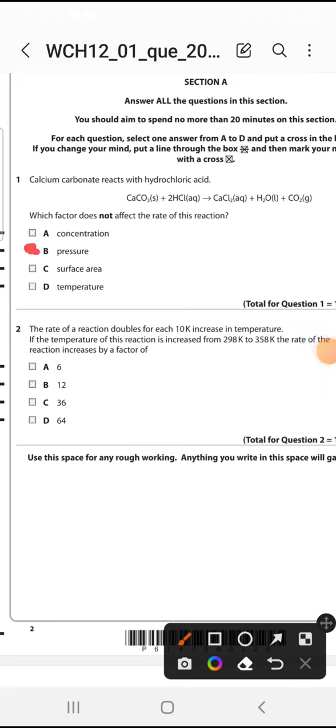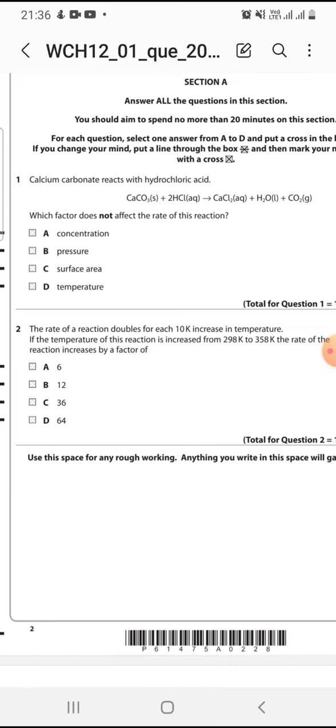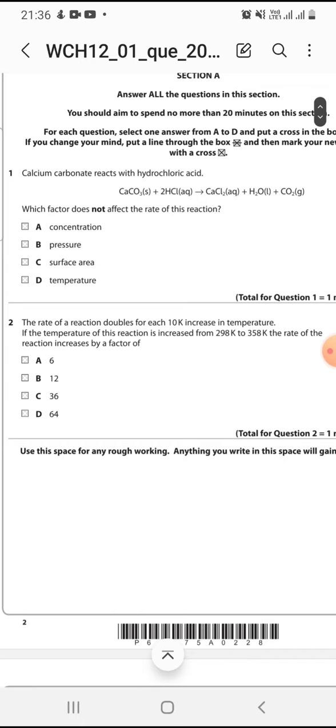Right. Let's move to the next question. Second question: the rate of the reaction doubles for each 10K increase in temperature. If the temperature of this reaction is increased from 298 Kelvin to 358 Kelvin, the rate of the reaction increased by a factor of, right. They say the rate of a reaction doubles for each 10K.